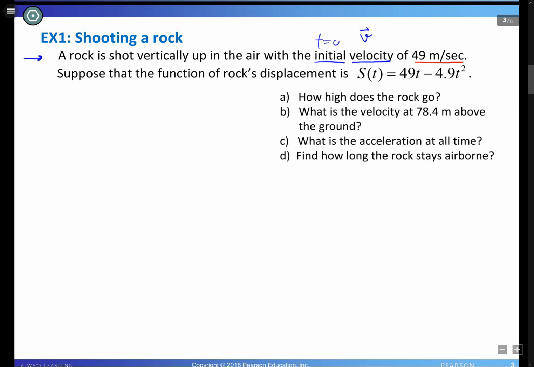Now let's add something to this velocity. Let's make it depend on time. Let's make this v a function of time. Now this velocity can be different at different times.